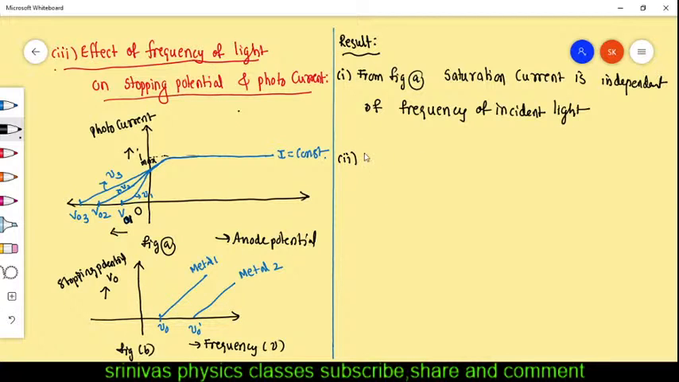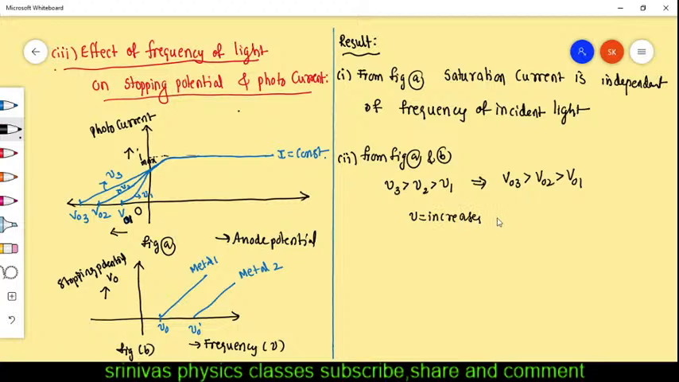Now from figures A and B, we write one thing. From figure A, we take nu3 greater than nu2 greater than nu1. But on the graph we got V03 greater than V02 greater than V01. That means when the frequency increases from nu1 to nu2, nu2 to nu3, the stopping potential also increases. Nu3 greater than nu1, then stopping potential V3 greater than V1. When nu increases, the stopping potential also increases.